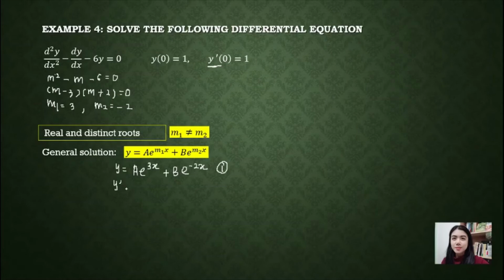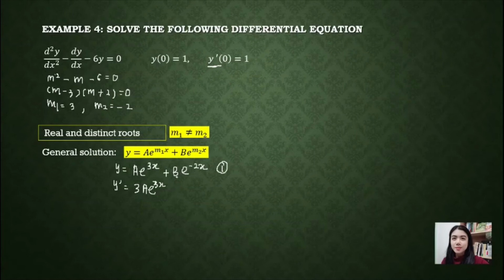So you differentiate this one, you have y prime. a is a constant, so just differentiate the exponent only. If you differentiate the exponent, it will give you 3 e to the 3x. So 3 multiplied by a will give you 3a e to the 3x.